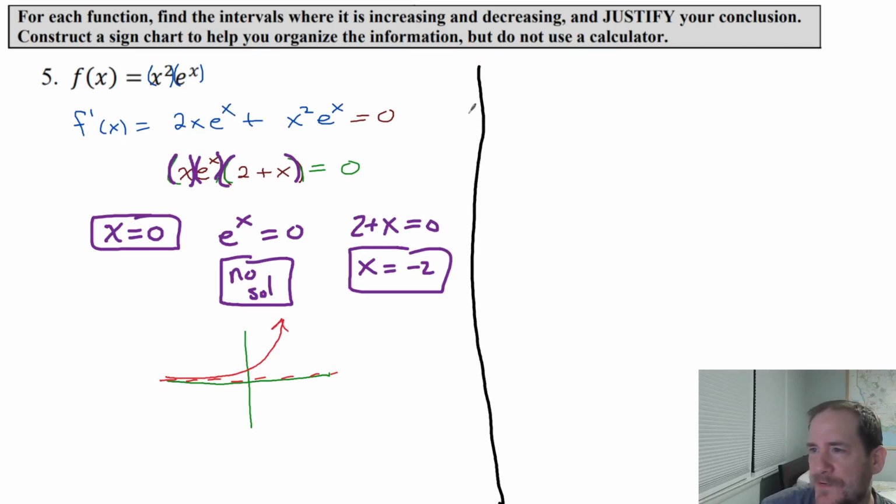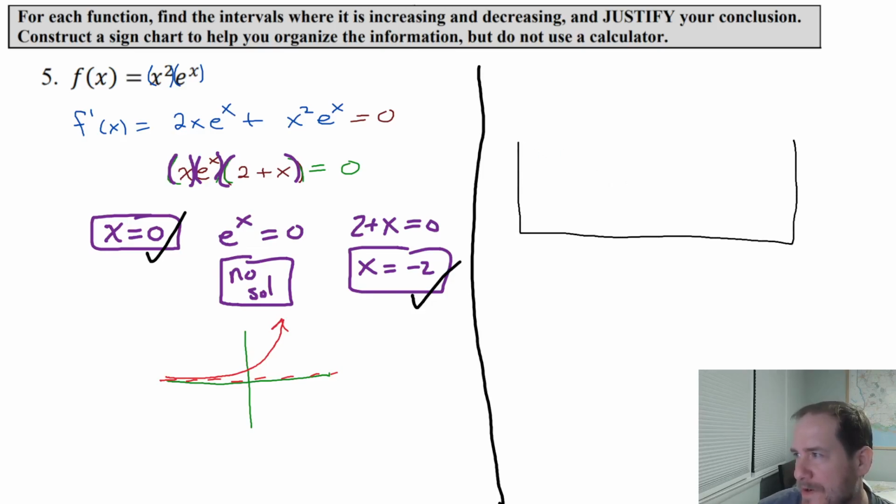So now that we've got those critical values, we are supposed to check them back up here, don't forget. But if I plug in 0, 0 squared is a thing, and e to the 0 is a thing, so this is not extraneous, he's good. And if you plug in negative 2, it can be squared, and you can raise e to a negative power, so this guy's not extraneous either. They're both good. So I would make myself another sign chart. It's going to be another one with 5 columns.